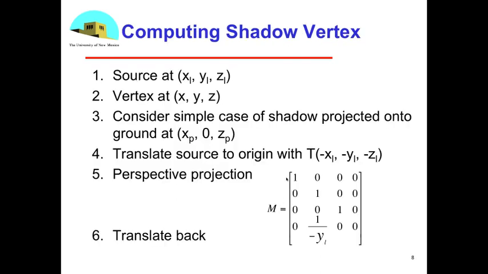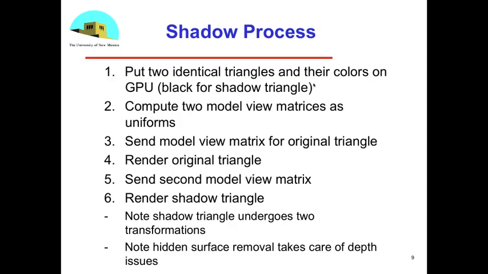Or another way to look at the same thing is to say, what have you done here? You've done a translation followed by this matrix M, followed by the inverse of this translation. Use that to modify the model view matrix that you would be using for the blue polygon, modify its model view matrix by this matrix to get the appropriate model view matrix for the shadow polygon. And so here's what the process looks like.